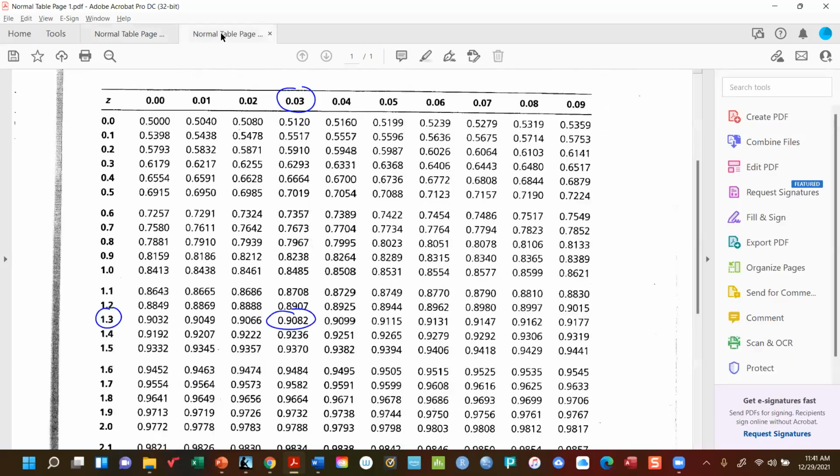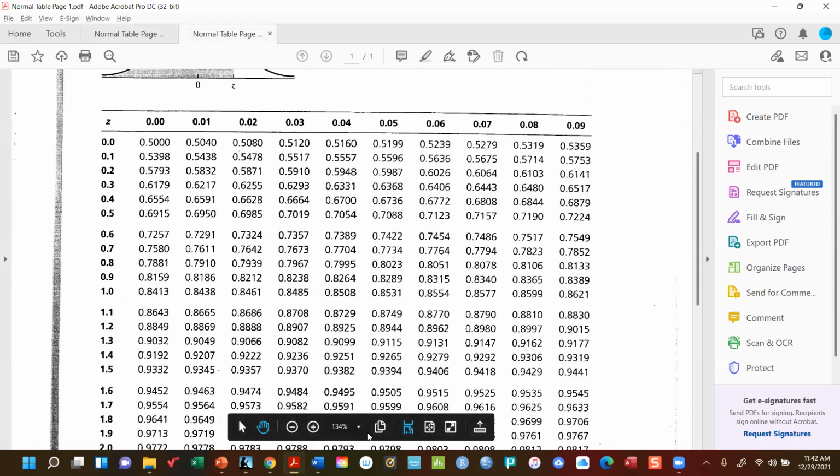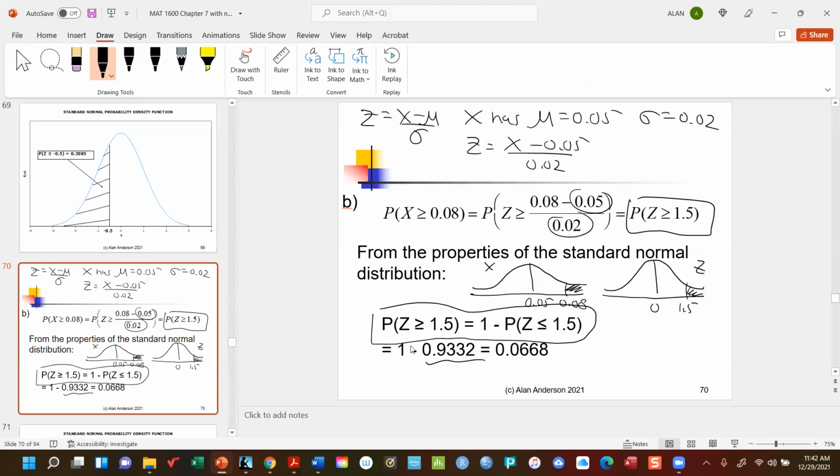All right, here we go. We need the positive table this time. We're looking for 1.5. So 1.5 is right about here, and 0.0 is here. There we go, 0.9332. But of course, that's not what we really want. We have to subtract that from 1. In other words, the unshaded region here is 0.9332. So the shaded region, which is what we really need, is 0.0668.